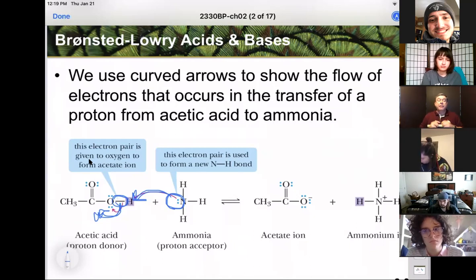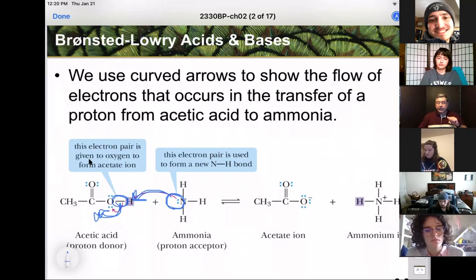Because you can't just lose all the electrons around your hydrogen and have it wander around as a proton. That would be way too reactive. So the electrons from the nitrogen have to reach out and start forming the bond with the hydrogen, and while that bond's forming, the bond with the oxygen starts to break. Okay, and we'll do a little more about mechanisms later.